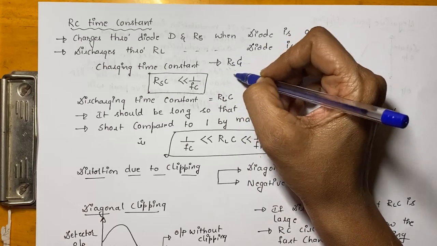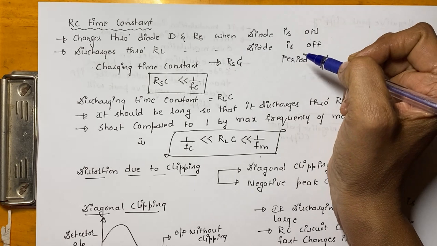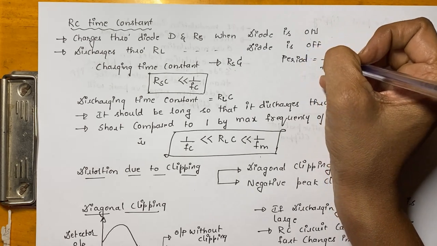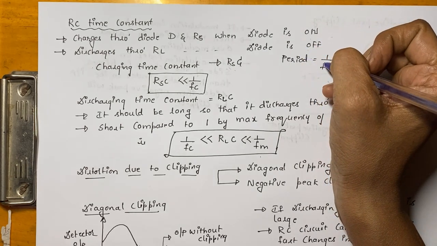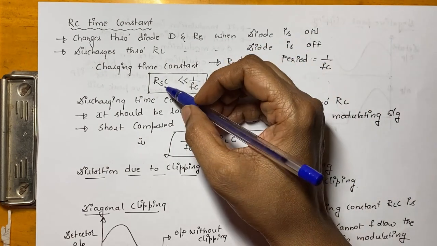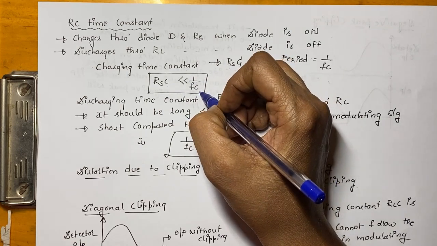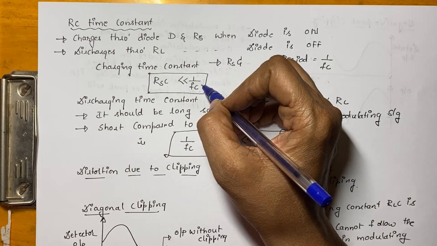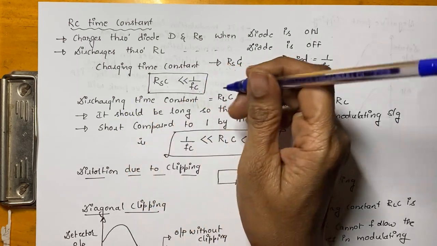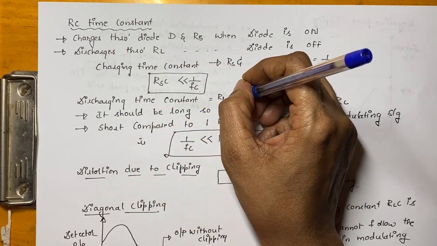That is, the charging time constant is Rs into C. It depends upon this charging time constant Rs into C, wherein the period is 1 over Fc. So what is that Fc? Fc is nothing but the frequency of a carrier signal. RsC should be less than 1 over Fc. This is how the charging time constant should be, and the discharging time constant is RL into C.